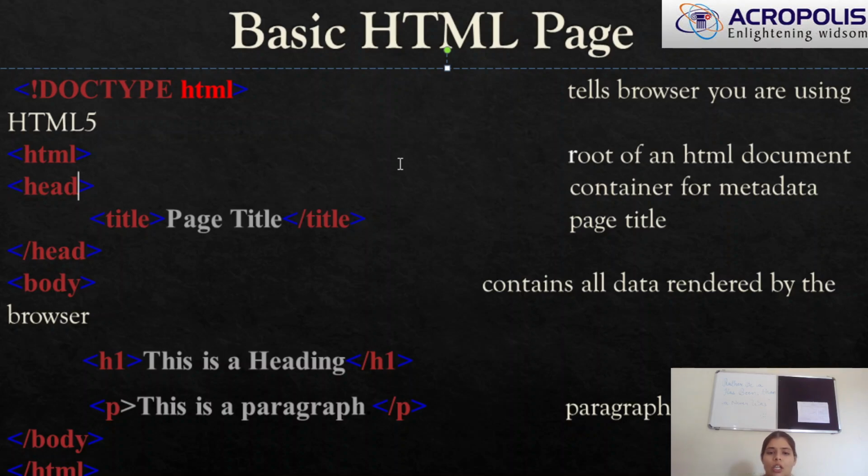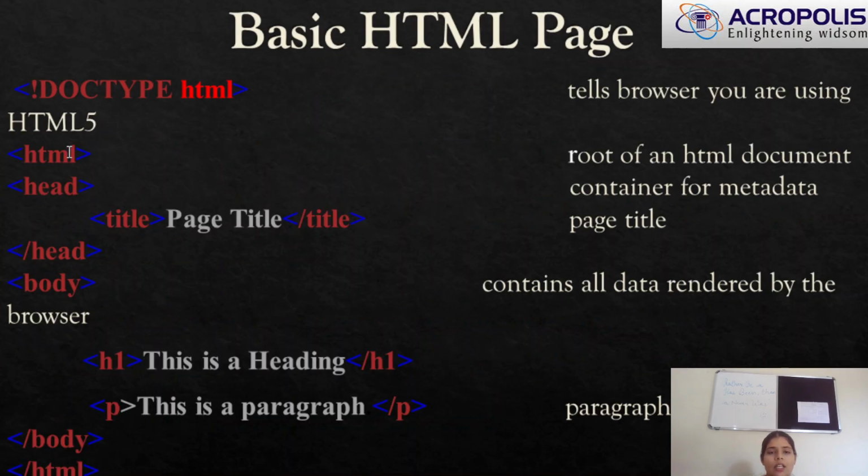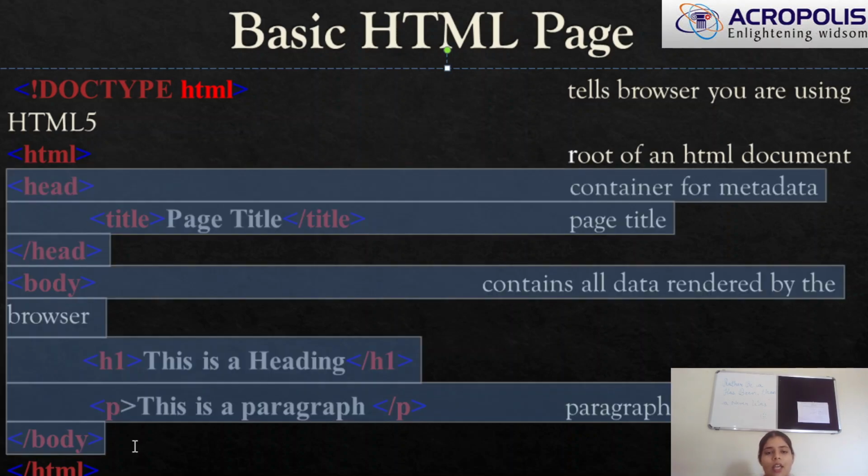Inside the body tag we are using the h1 tag. The h1 tag is the most important heading of our web page. Inside the h1 tag we are writing some content: this is a heading. The p tag is used for writing a paragraph in our web page. Inside the paragraph opening and closing tag, we are writing some content: this is a paragraph. Some quick points. The html tag is the parent of the head and body tag. So here we can say that head and body are the children of the html tag, and the html tag is the parent of head and body.